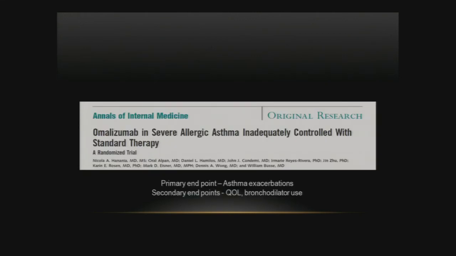This is some of the original evidence behind it, and there have been a few more studies. I think this was in 2010, where they took patients who were on an inhaled corticosteroid for moderate to severe persistent asthma and divided them up into an omalizumab arm and a placebo arm. They compared a primary endpoint of asthma exacerbations and secondary endpoints of quality of life and bronchodilator use, and they found significant improvements in all of those parameters when using omalizumab compared to placebo.